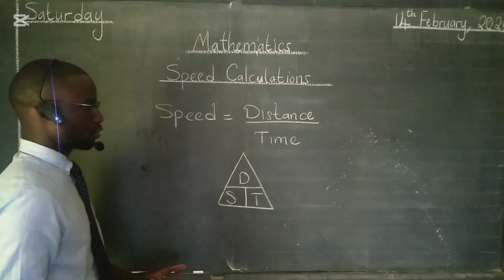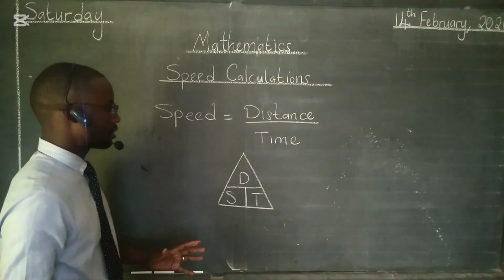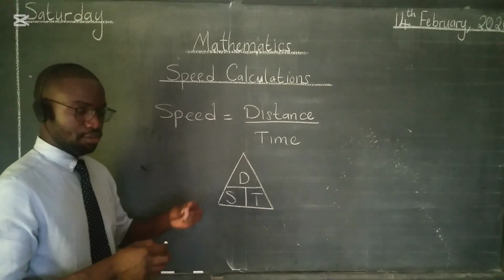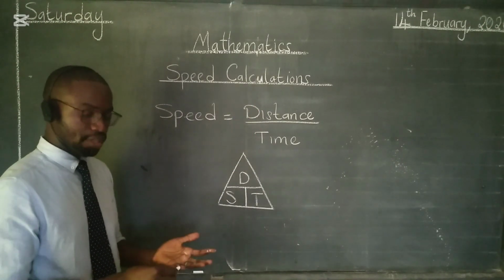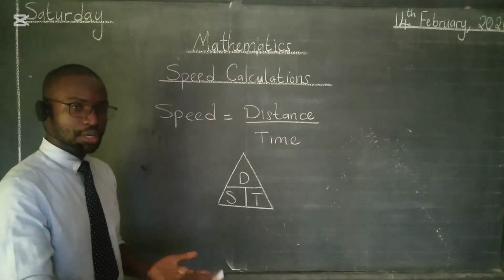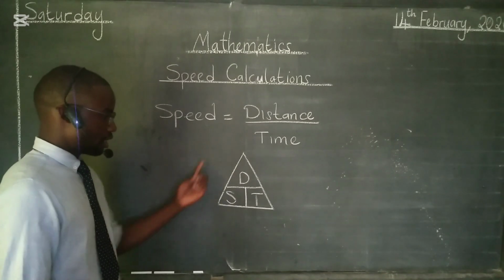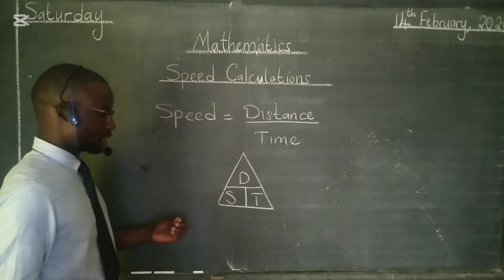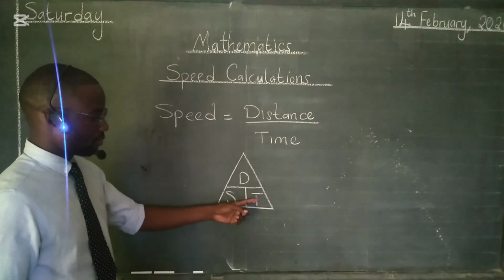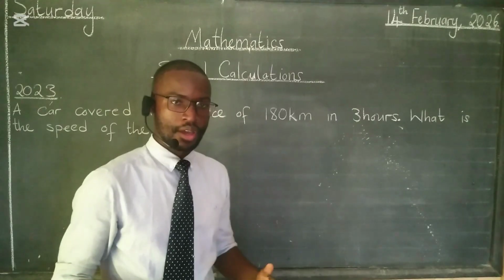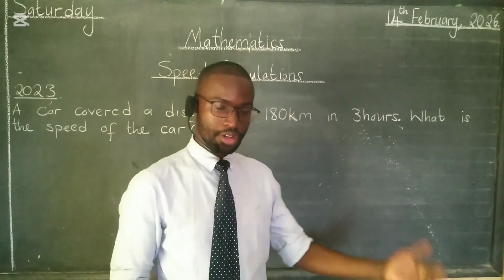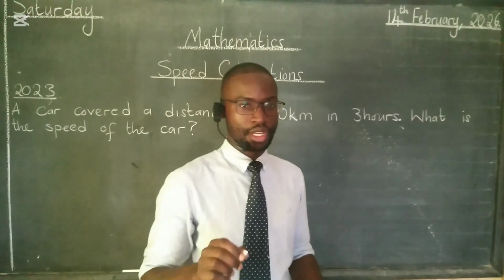So, long story short, what I need you to understand is the formula for speed is distance over time. We define speed as the rate of change of displacement, or how fast or slow something is moving. And then there's this triangle that can help you find the formula for distance, time, and speed. Now that we understand what speed is all about and the formula we can use to calculate it, let's see if we can attempt a question.